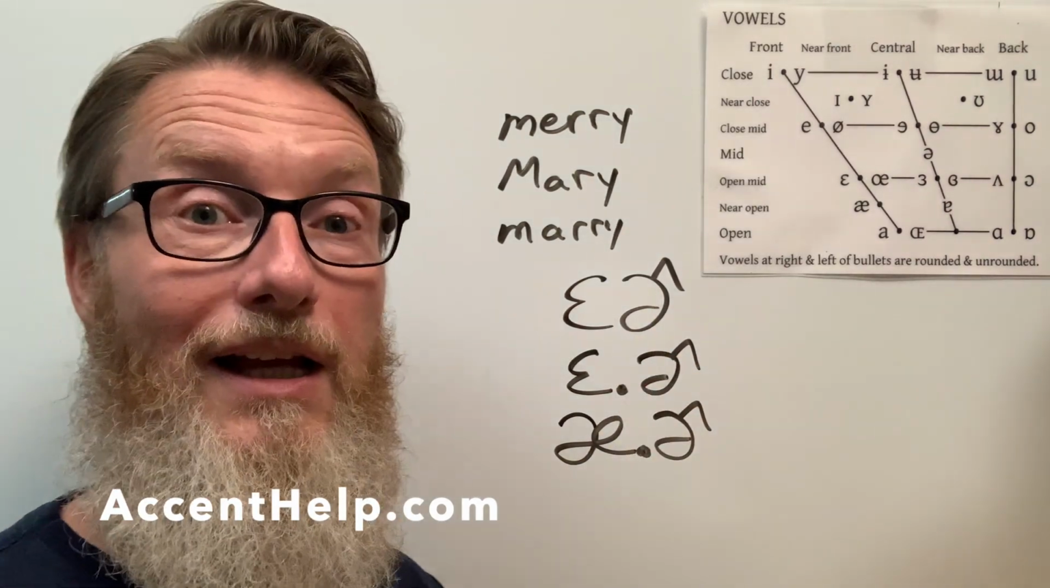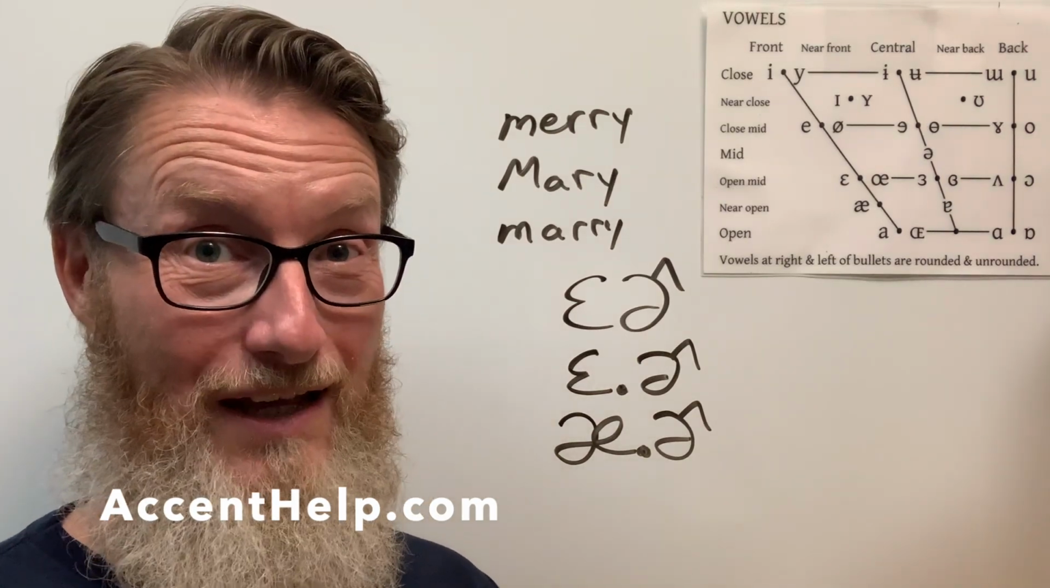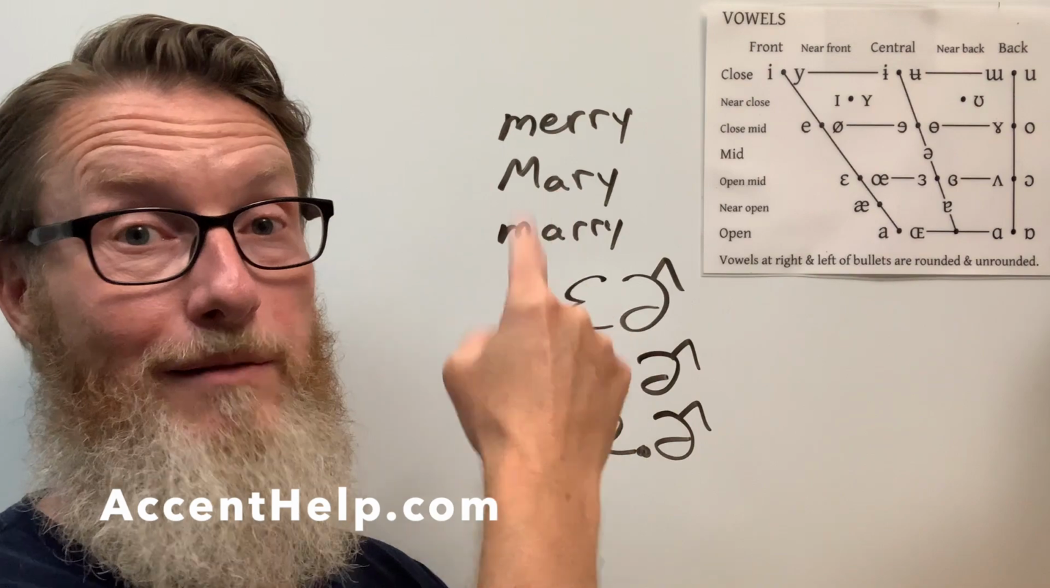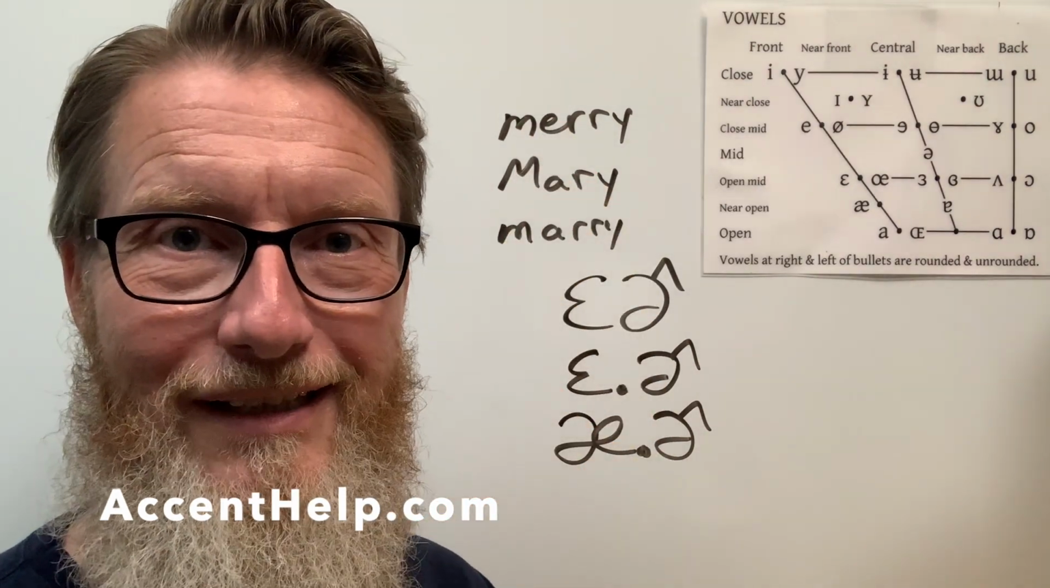So there you go. That's the square lexical set with the Mary, marry, merry subsets.